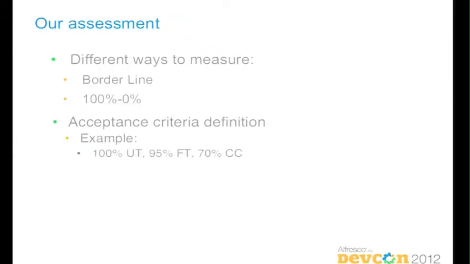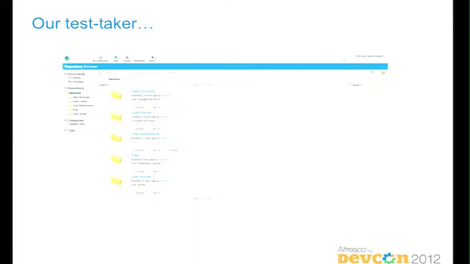The assessment, or how we measure, has different ways depending on the kind of test that we have. For instance, with JUnit tests, we need all the JUnit tests to pass, otherwise we cannot deliver the release. Our test taker is basically Alfresco. I've included a screenshot of Share because Share is the most common interface used in Alfresco. But actually, what we test is the knowledge of the test taker, the code, mostly.